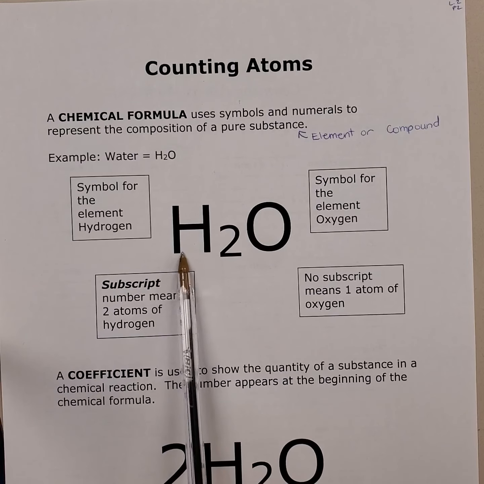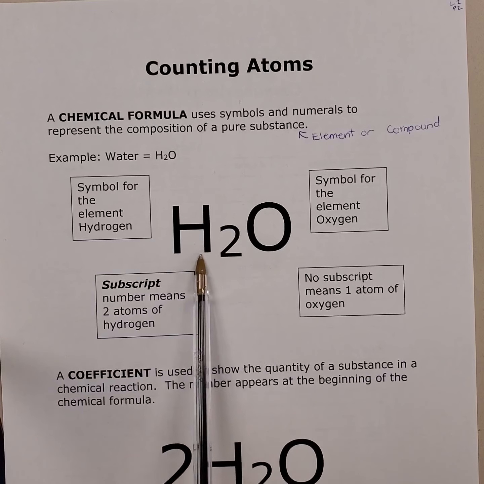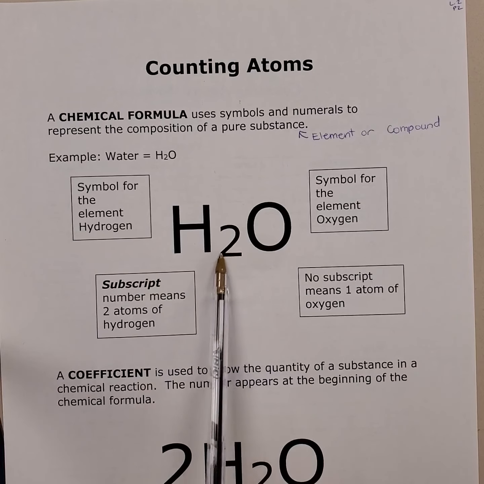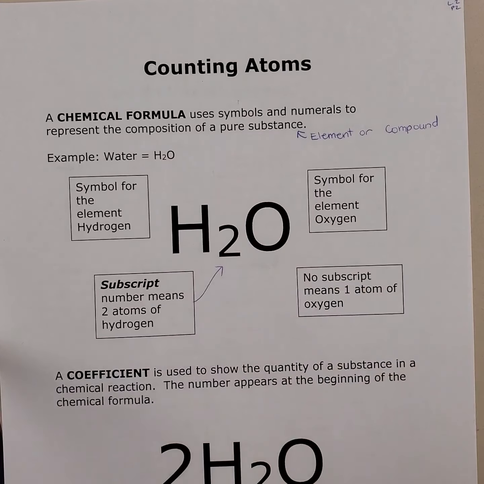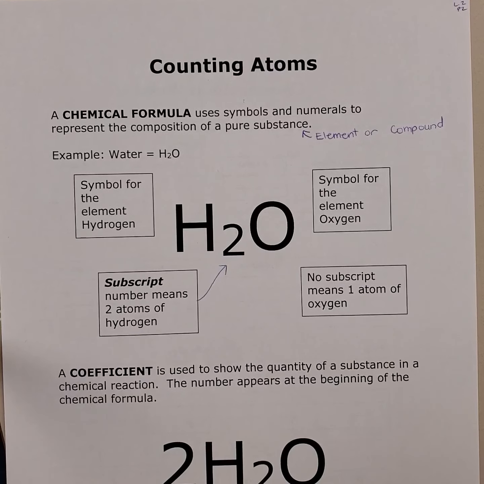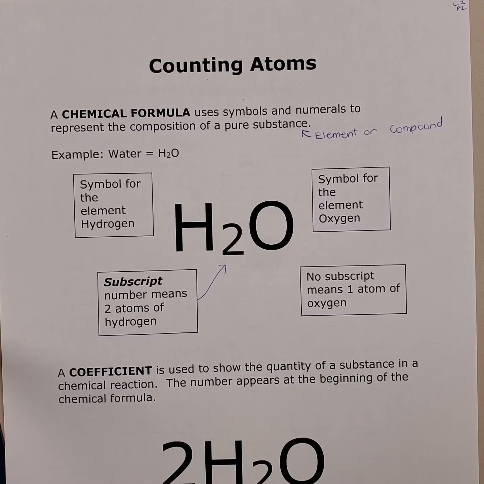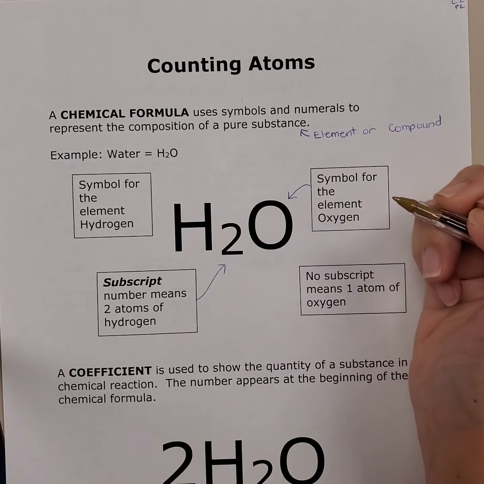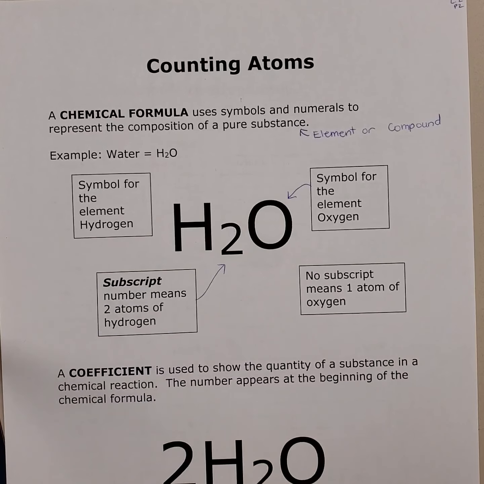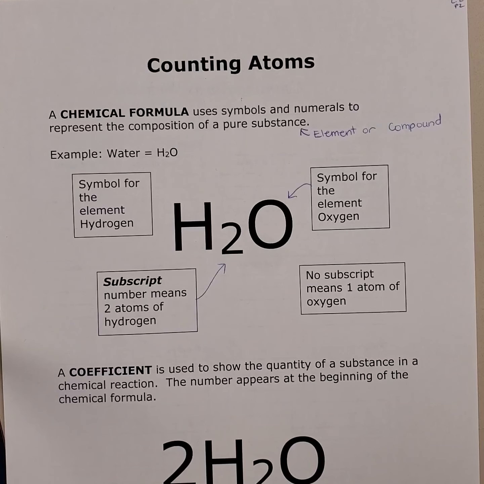The hydrogen has a symbol of capital H. There's a subscript of 2 on the hydrogen, and that indicates that in a water molecule, there are 2 hydrogen atoms. The symbol for oxygen is the letter O. There's no subscript, which means there's 1 atom of oxygen. So that's how subscripts work.